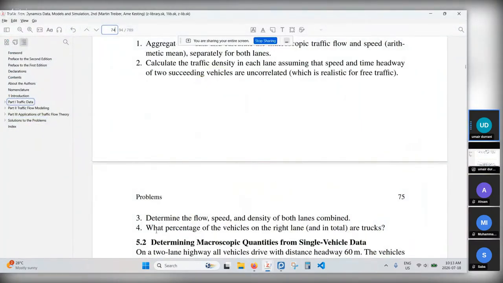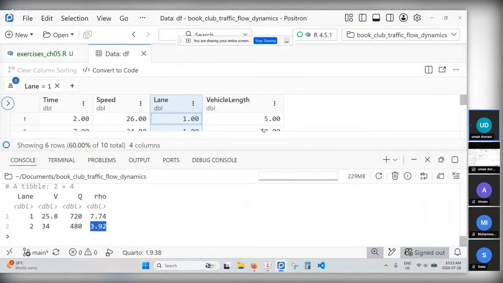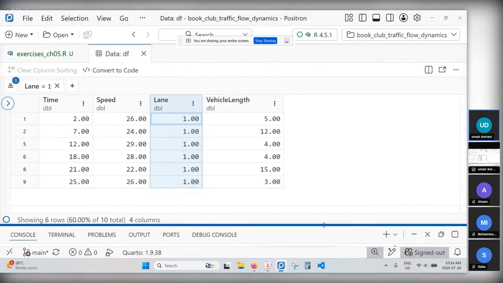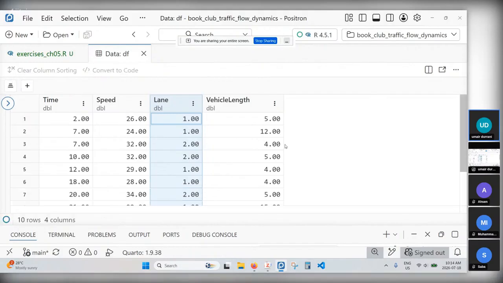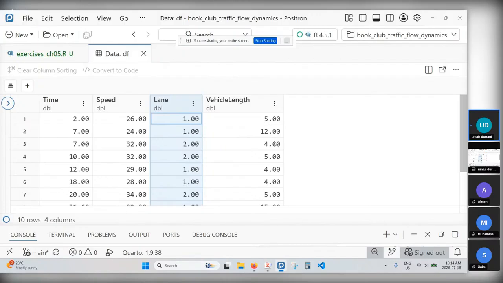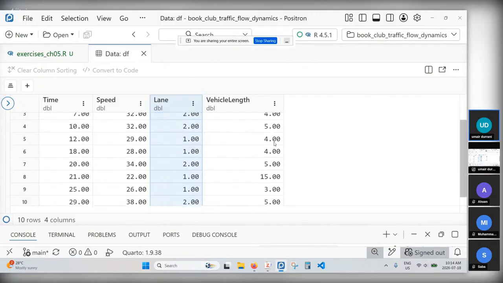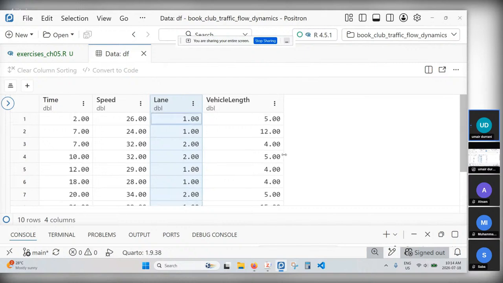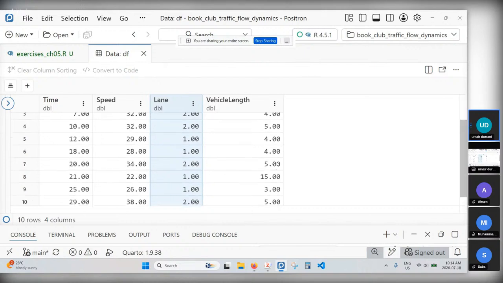The final question here is what percentage of the vehicles in the right lane and in total are trucks? For this, we need to look at the data itself. So let me first clear this filter and then look at the speeds and also the vehicle length. We see vehicle length here is 12 meters and then 15 meters, which are pretty long compared to other vehicle lengths. So these are trucks.